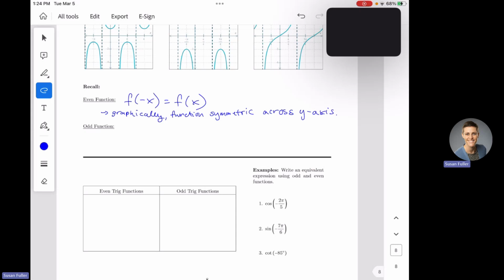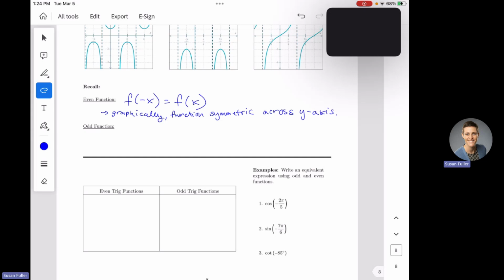It means that your y-axis, that vertical axis, kind of acts like a mirror. So if you fold the right half of your graph over the y-axis and you reflect it horizontally, the left side of the graph is a mirror image of the right side of the graph. So you're symmetric across the y-axis. The right and the left sides are mirror images of each other. That's what an even function means.